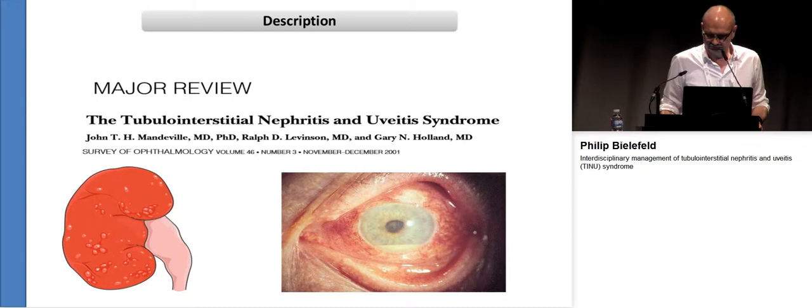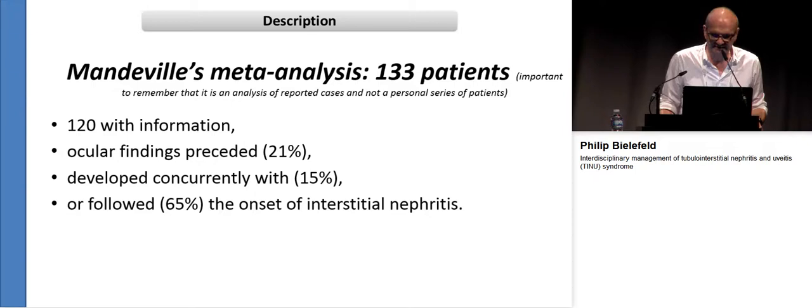Some 25 years later, Mandeville, who is an ophthalmologist, and this is very important as well, made a literature review of all the cases published since then. He found 133 cases, and he could gather enough information in 120 of the patients. In 21% of the cases, ocular findings preceded renal failure, and in 65% of the cases, ocular findings followed renal failure.